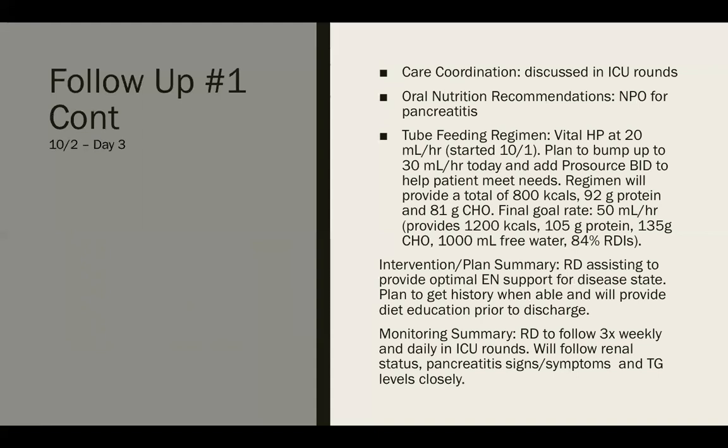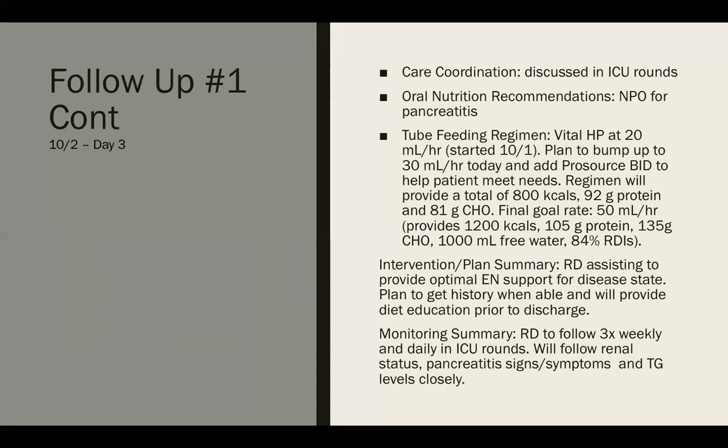This regimen will provide a total of 800 calories, 92 grams of protein, and 81 grams of carbohydrate. Our final goal rate, which we are hopefully going to bump her up to tomorrow if she's tolerating this bump to 30 today, provides 1,200 calories, 105 grams of protein, 135 grams of carbs, 1,000 milliliters of free water, and 84% of her RDIs.